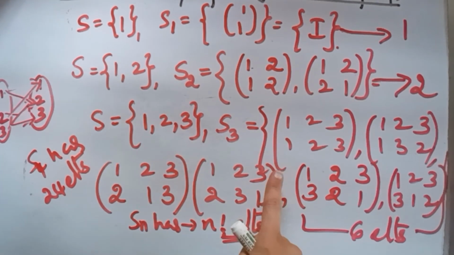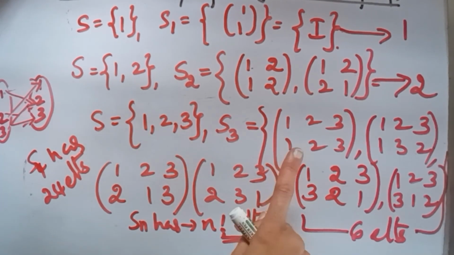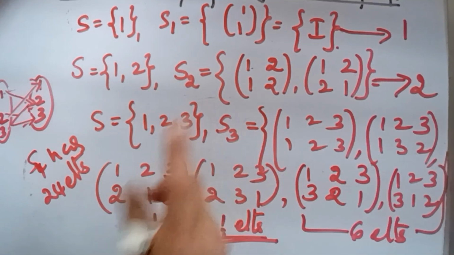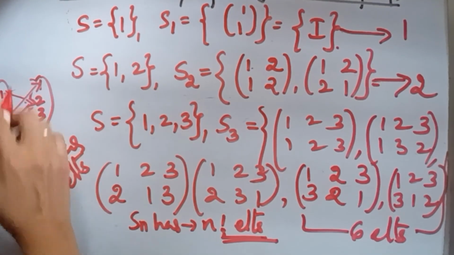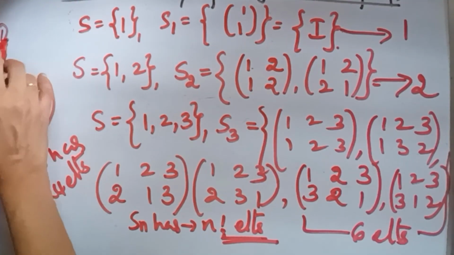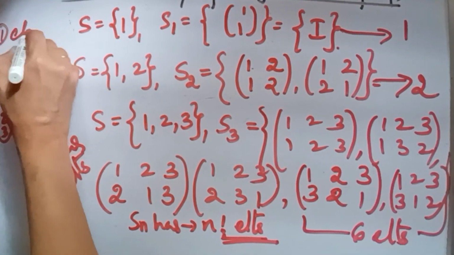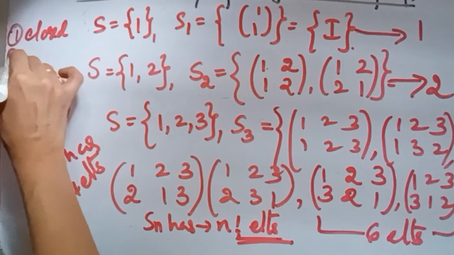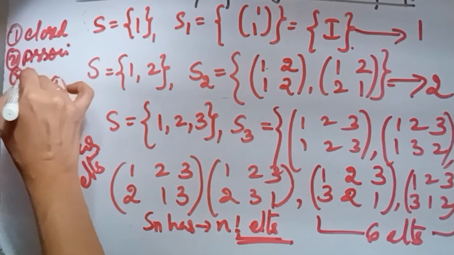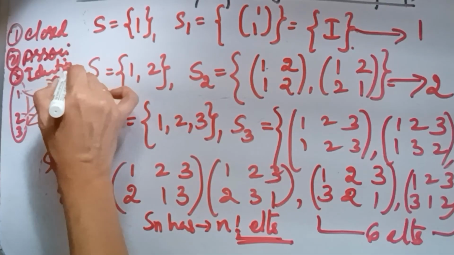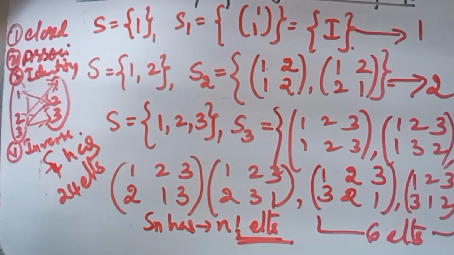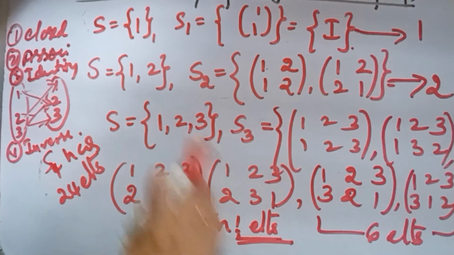They satisfy all the conditions of a group under the group operation composition. What is the composition operation? As per the axioms of a group, the set should be closed with respect to that operation, the closure law, then the associative law, then existence of identity, and existence of inverse with respect to the composition operation. Let us see them one by one.